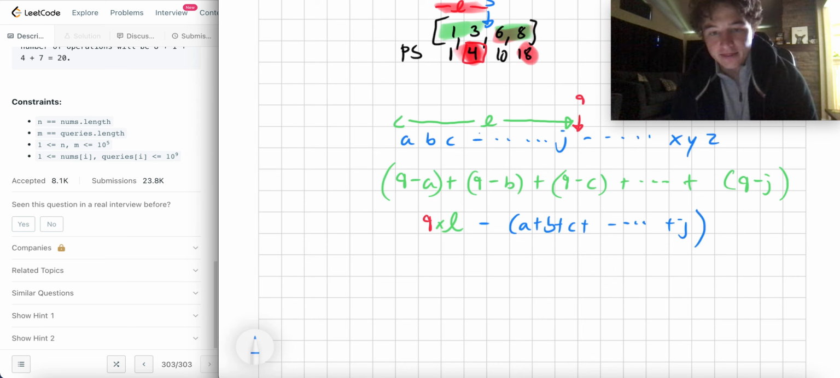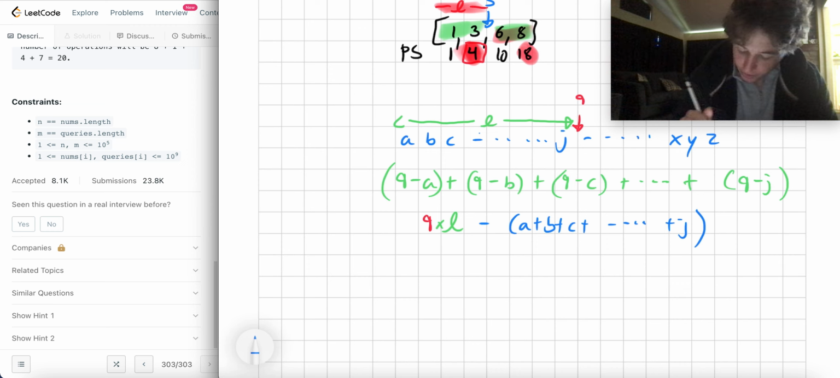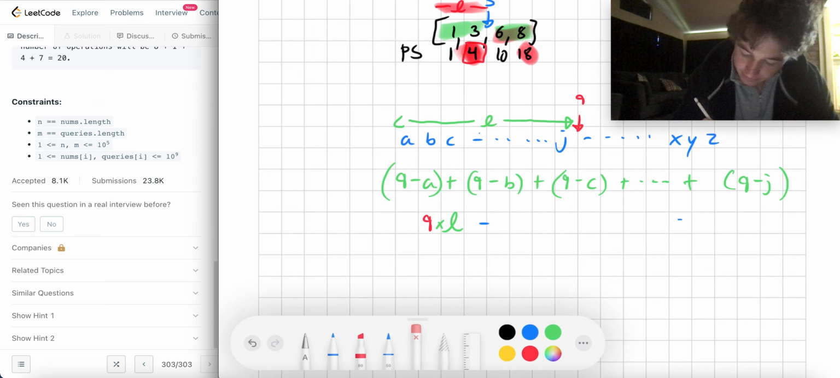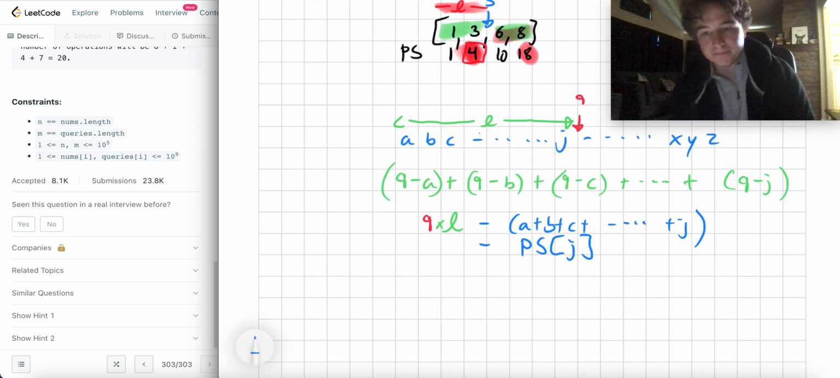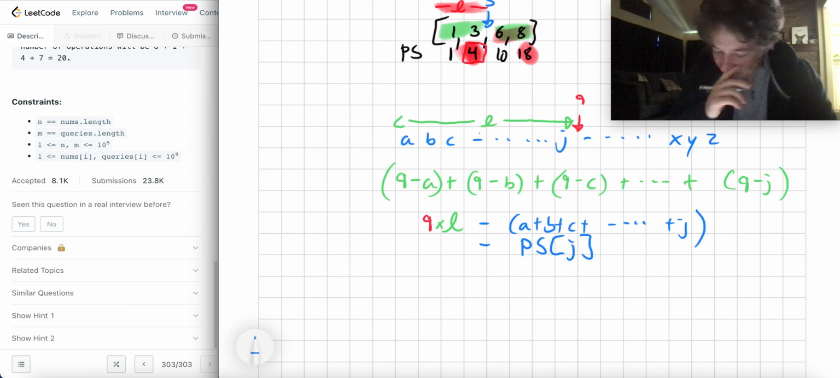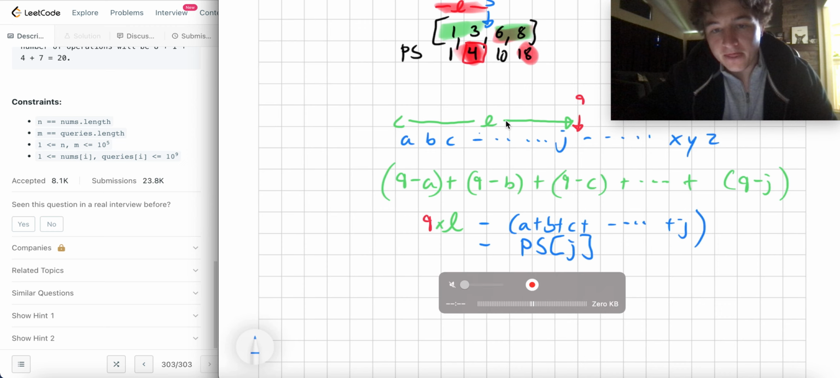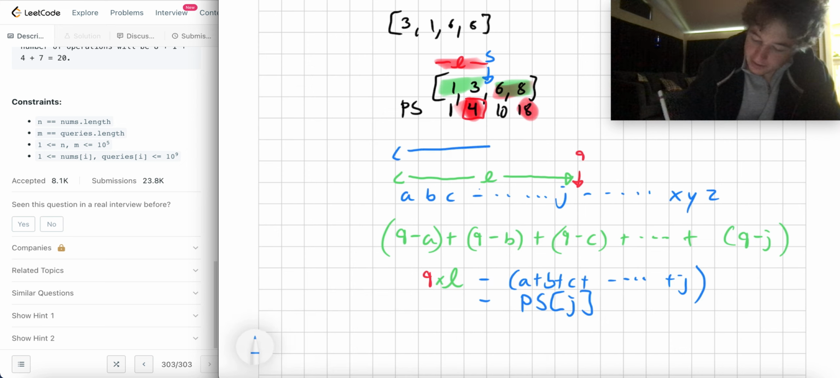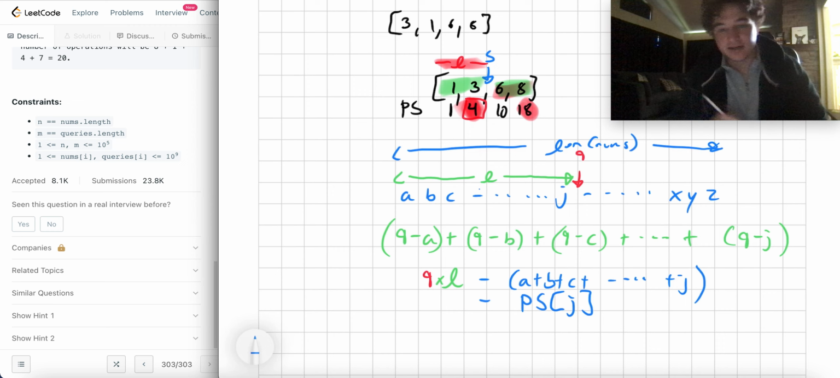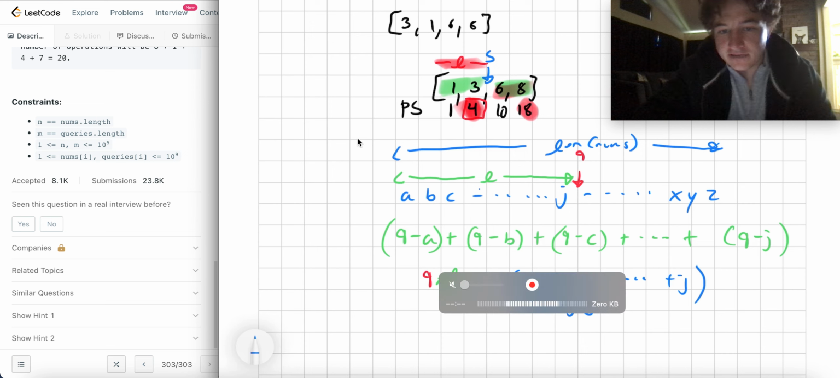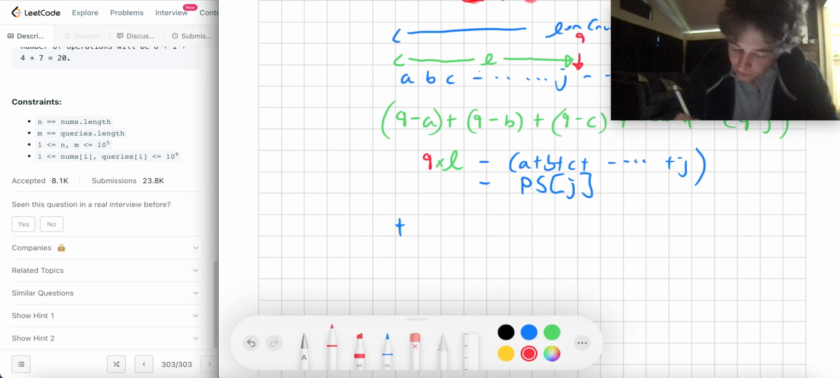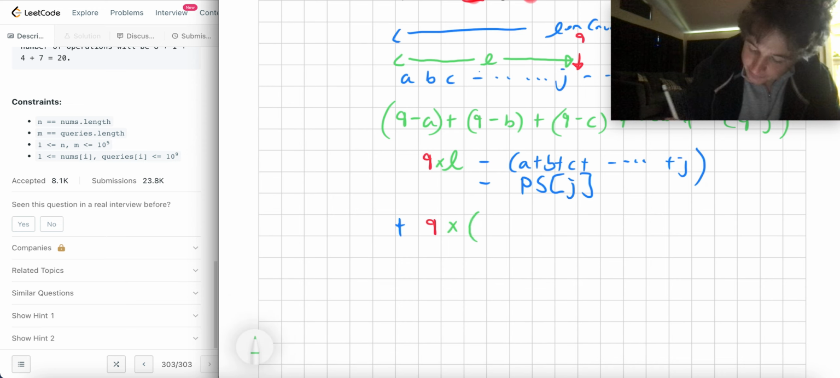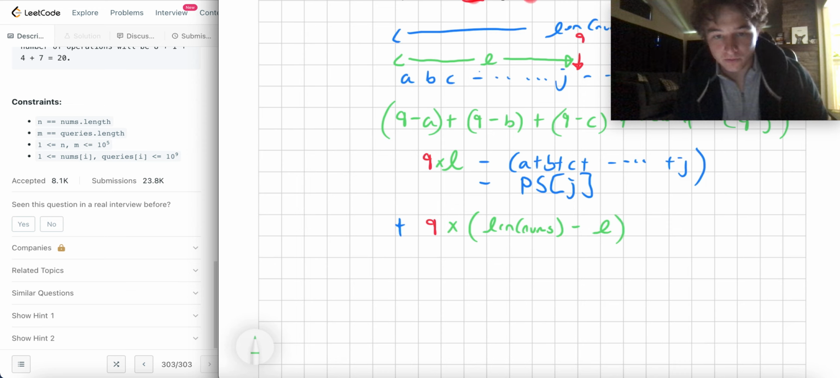Right, so that's the left side of the equation. Now, what I'll do is I'll say, this is the prefix sum up to J, right? So I'll rewrite this as the prefix sum up to J. And that's the left side. Now, for the right side, how many elements are there? Well, the total length of this system, the length of nums, goes all the way to the end here. So the length here is just the length of nums minus L, right? So on the right side of our equation, we're going to have Q times the length of nums minus L, because that's how many elements on the right we're going to have to decrement, right?